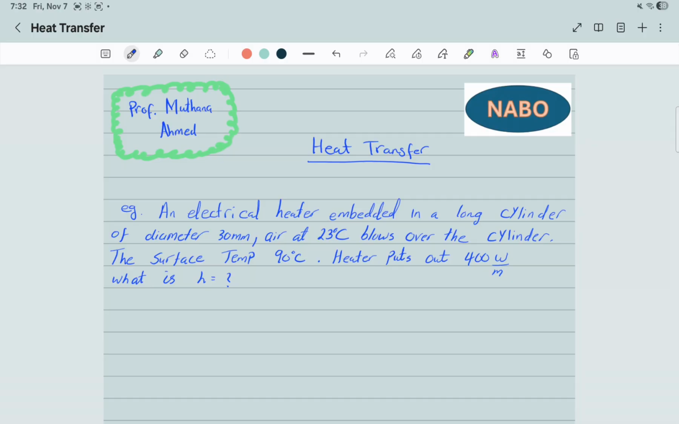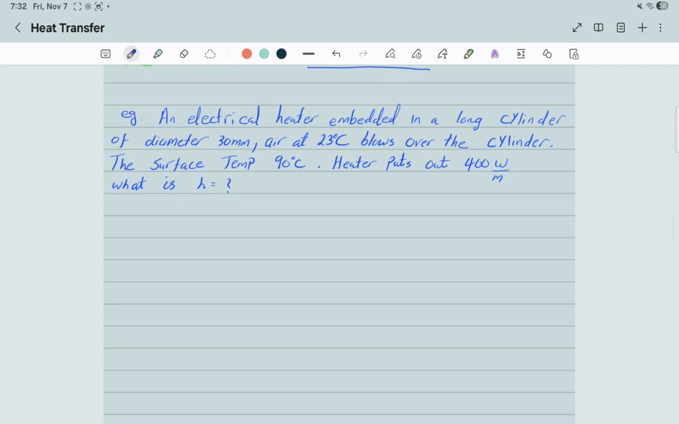An electrical heater embedded in a long cylinder of diameter 30 millimeter. Air at 23 Celsius blows over the cylinder. The surface temperature is 90 Celsius. The heater puts out 400 watts per meter. What is H? So before we start solving, the first step you want to do is draw a schematic of the problem and write down your givens in that schematic.